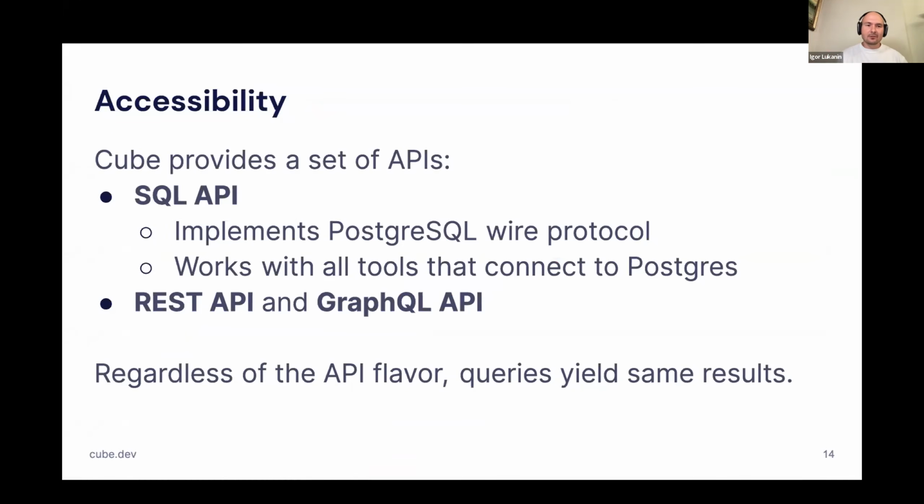Okay, and in terms of accessibility, what Cube has is a set of APIs, right? And if you're thinking of replacing Looker and using Cube with a BI tool like Superset, you're surely interested in the SQL API. This is one of the APIs that Cube exposes, and the great thing about the API is that it implements the Postgres wire protocol. Basically, for any data consumer, for any BI tool, for any data notebook, it looks and behaves as a Postgres database, right? So if any data tool works with Postgres, it's safe to assume it works with Cube, right?